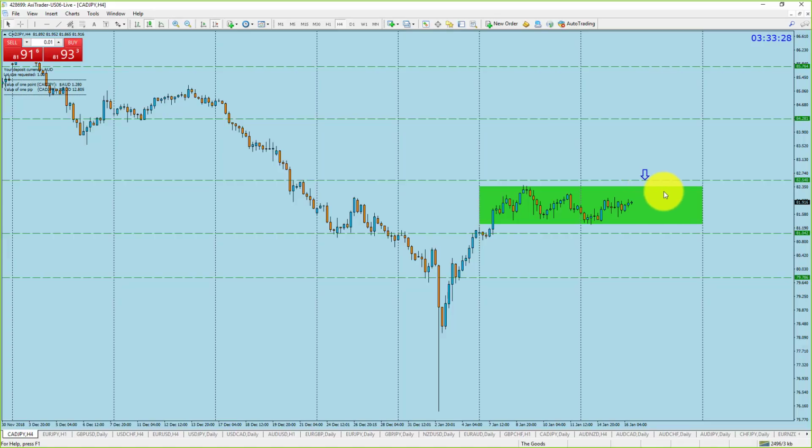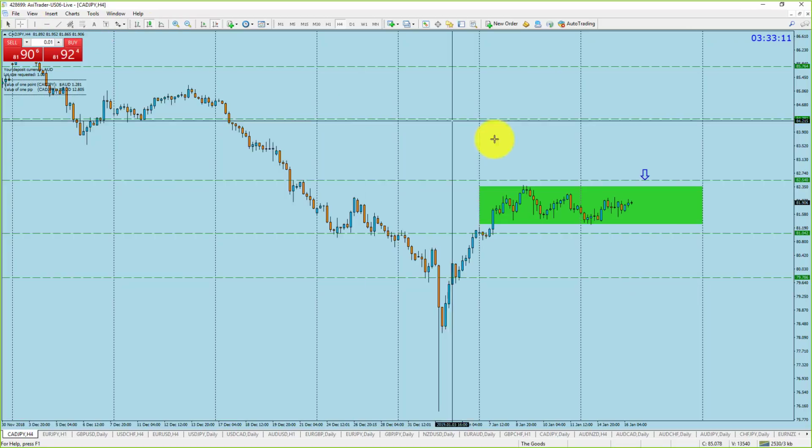82.55. So what you would expect is that just like the market came up here and fell, it would come up here and spike into this. And on the CAD yen, I might use like a 50 pip stop or something like that, a 60 pip stop, fairly tight. And then I would look to take profit all the way down here.